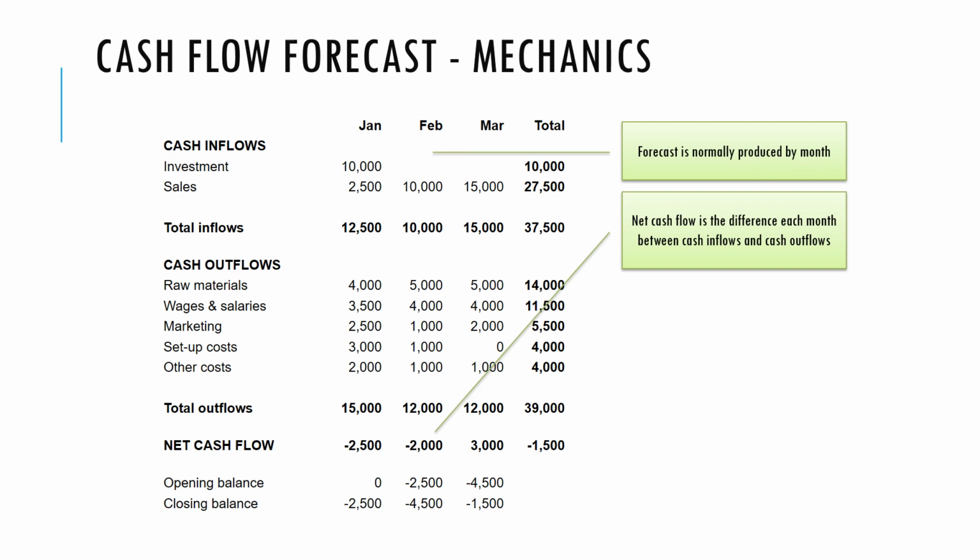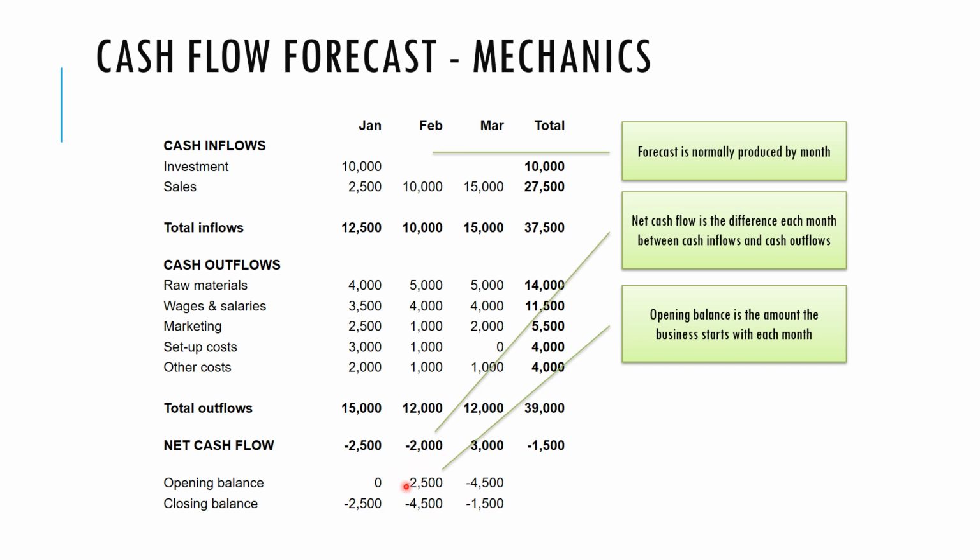So net cash flow is the difference between the inflows and the outflows, and then let's look more closely at the opening and closing balance. So if the business starts here at the beginning of February with minus £2,500, and during February the net cash flow was minus £2,000, then the business is going to finish with a closing balance of minus £4,500 at the end of February. If at the end of February they have minus £4,500, at the start of March they will begin with minus £4,500.